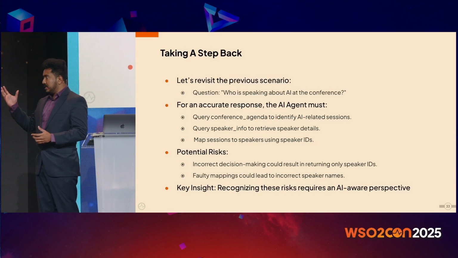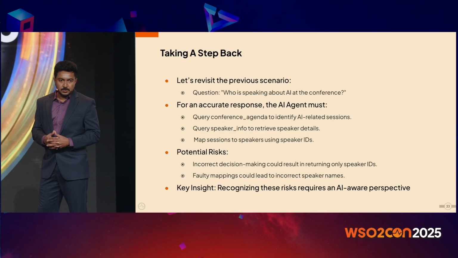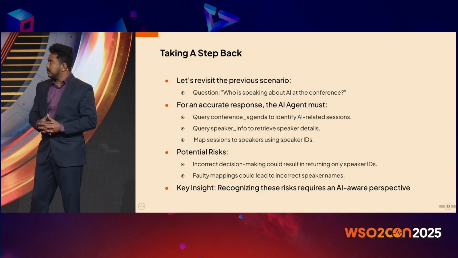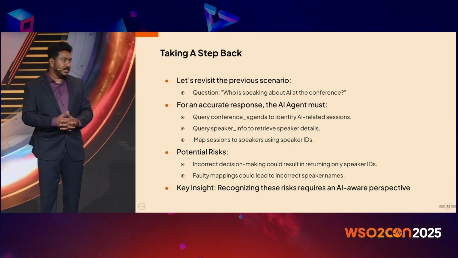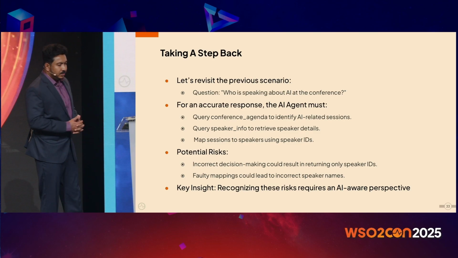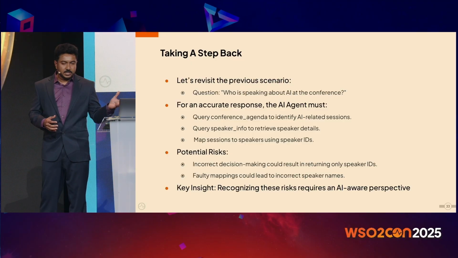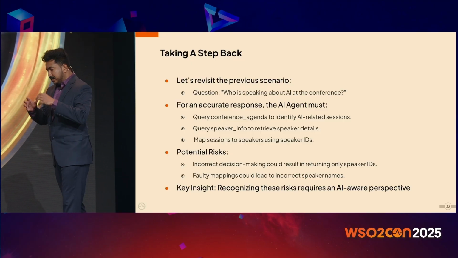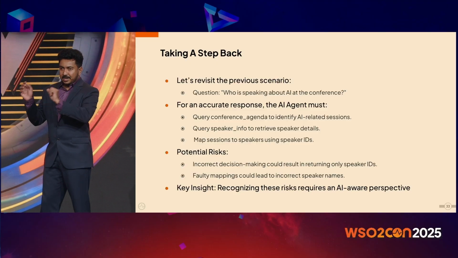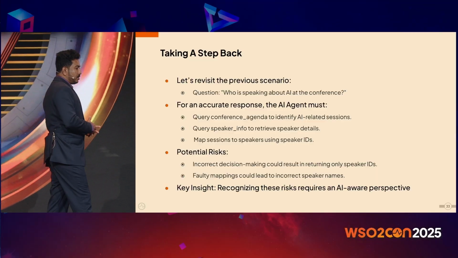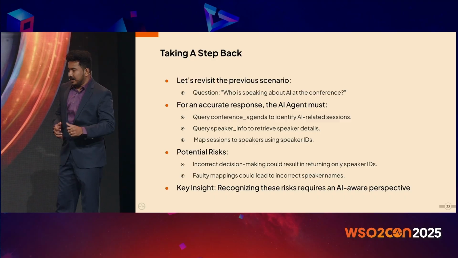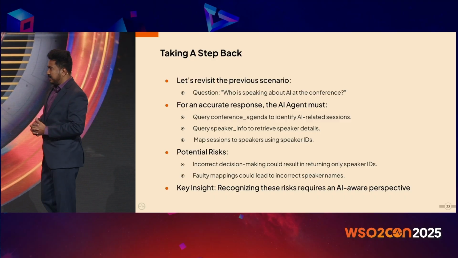For example, let's take a step back and think about the question I asked the agent: who is speaking about AI at the conference? To get an accurate response, the agent has to first query the conference agenda, then look for the speaker information, and there's also a hidden task. It has to map the speaker names to the IDs. So there are a lot of risks. Not risks like breaching data or anything, but there are risks.